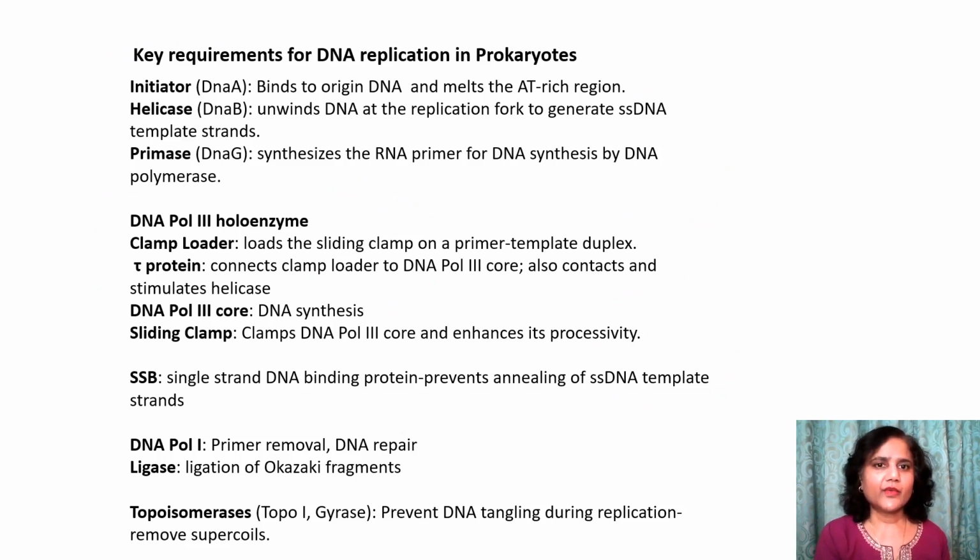So some of the key requirements for DNA replication in prokaryotes are mentioned in this slide. One, as already mentioned, is the initiator, the DnaA protein. It binds to the origin DNA and it melts the AT-rich region. The helicase or the DnaB protein unwinds DNA at the replication fork to generate single-stranded DNA template strands. Primase or the DnaG protein synthesizes the RNA primer for DNA synthesis by DNA polymerase.